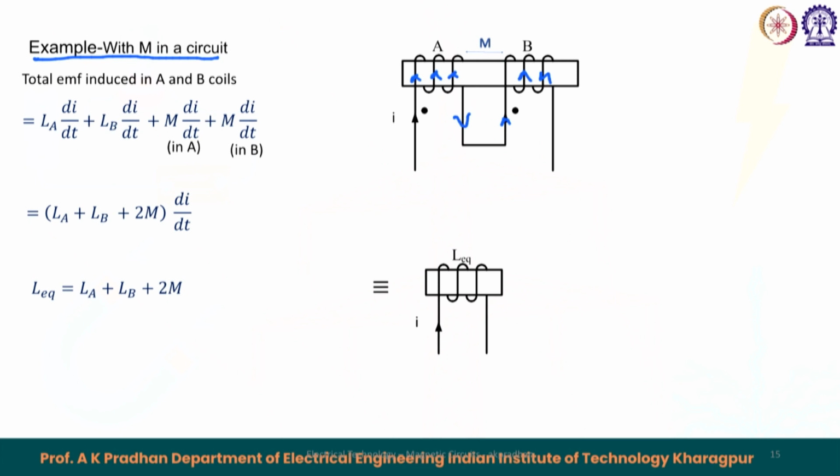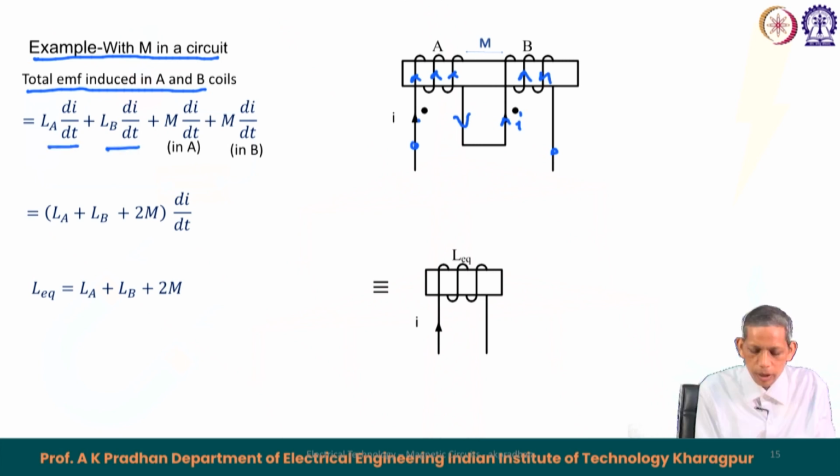So, the current here is entering the dot and the current here is also entering the dot. That means that M is positive in our case. If you see this, the total EMF induced across the two terminals of the arrangement equals L_A di/dt, the first coil self inductance related voltage, plus L_B di/dt, the second coil self inductance related voltage, and then the first coil's M di/dt, the mutual inductance related voltage, and the corresponding mutual inductance voltage in the second coil, M di/dt.